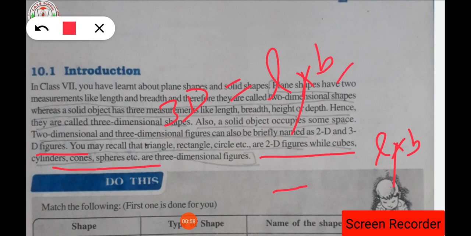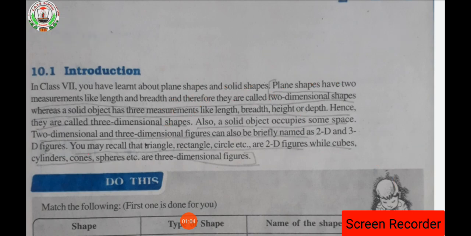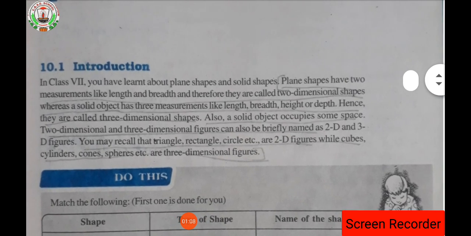and its height or depth. Height can also be said to be depth. Length, breadth and height are visible in that, so that kind of figure is said to be a three-dimensional figure. The best examples are cube, cuboid, cylinder, sphere, and 2D examples will be triangle, rectangle, circle, etc.